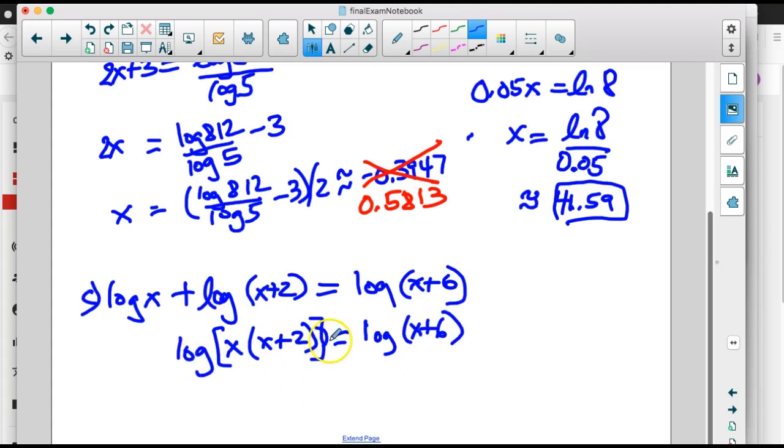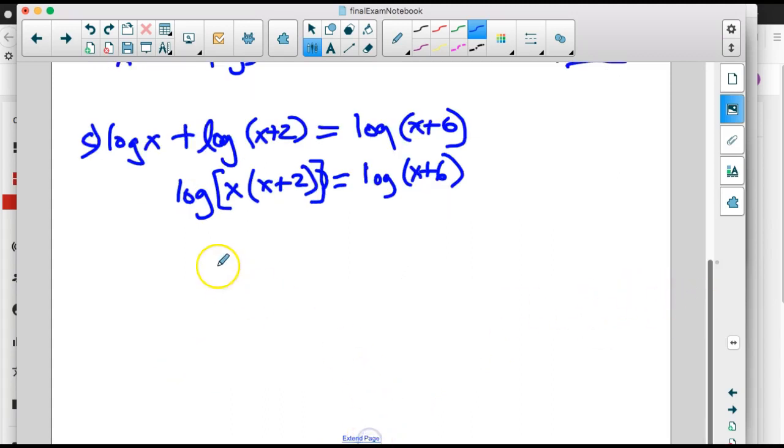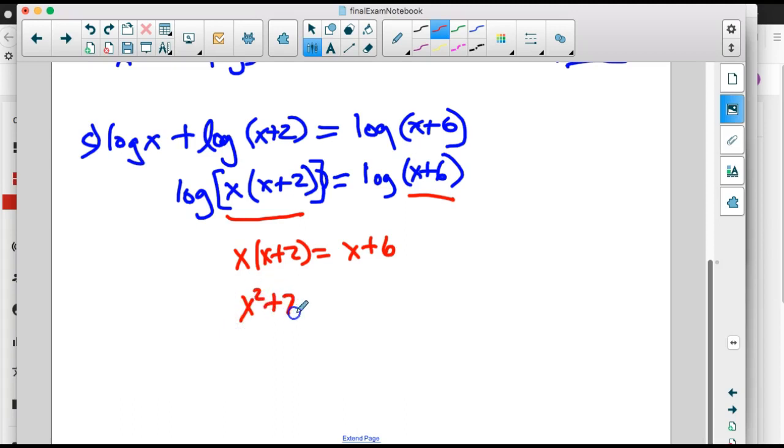Alright, since we have the log the same on both sides, we can basically reduce those halves out. If the log of something equals the log of something else, then this piece here has to equal this piece here, because they're both the same logarithm function on both sides. So we can say x times x plus 2 has to equal x plus 6, and we'd solve that algebraically. So we multiply this out and get x squared plus 2x equals x plus 6.